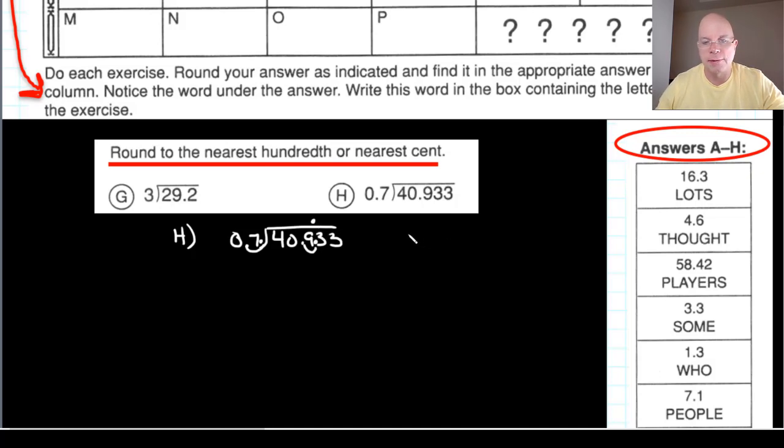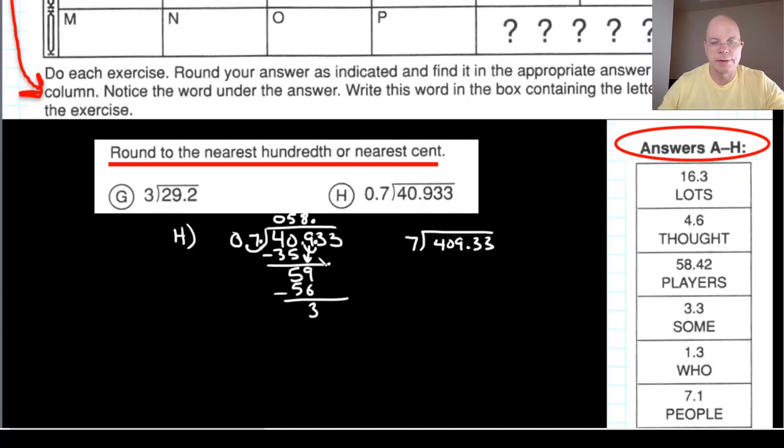Some people like to, at this point, rewrite it. Either way you prefer is fine with me. 7 goes into 4 0 times. 7 goes into 40 5 times, because 5 sevens is 35. When I subtract, I get a difference of 5. Bring down this 9. I know 8 sevens is 56. 8 times 7 is 56. I get a difference of 3.